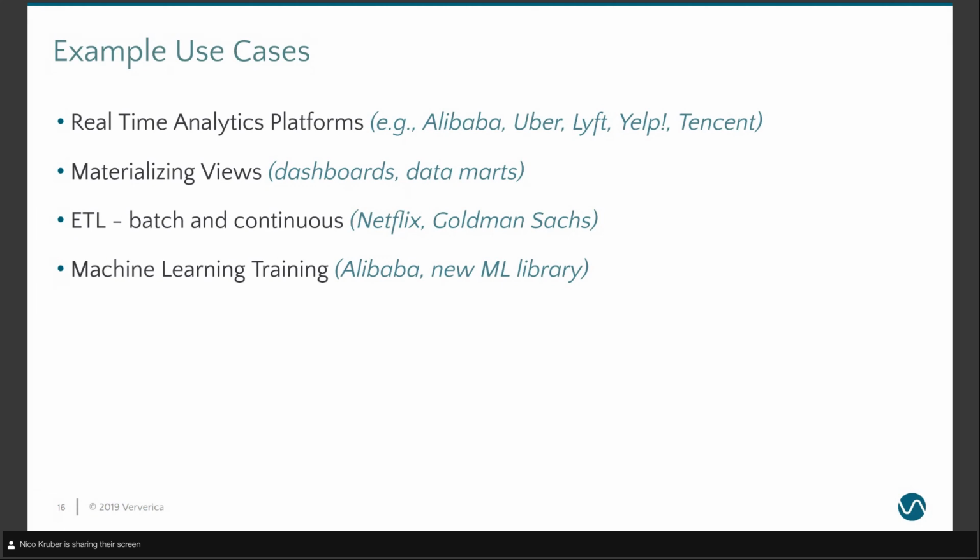You can do materialized views for dashboards, as I mentioned. You can also do ETL, both batch and continuous. We saw Netflix and Goldman Sachs earlier that are doing this. And you could also actually do machine learning with this. Alibaba has actually open sourced the machine learning library that you can use in that case.